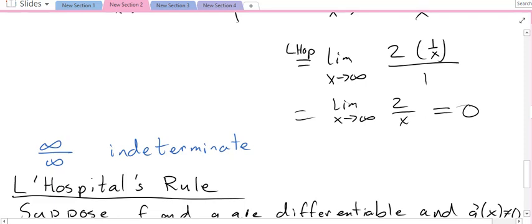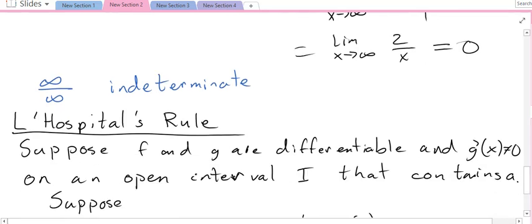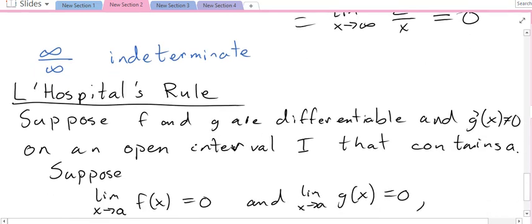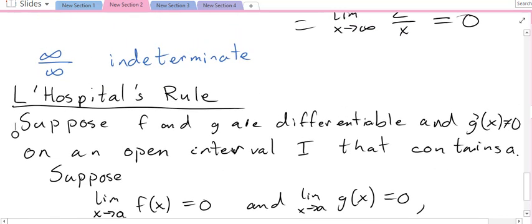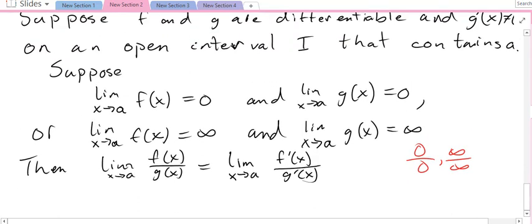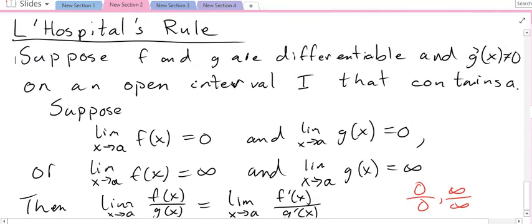So L'Hopital's rule gives us a way to use derivatives to answer questions about limits of these indeterminate forms of infinity over infinity and 0 over 0. And in our next videos, we'll talk about other indeterminate forms and how we can use L'Hopital's rule to answer those questions as well.